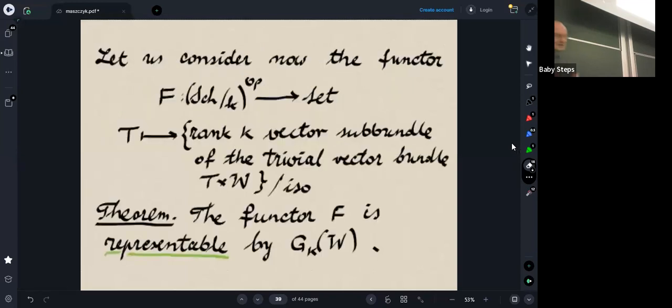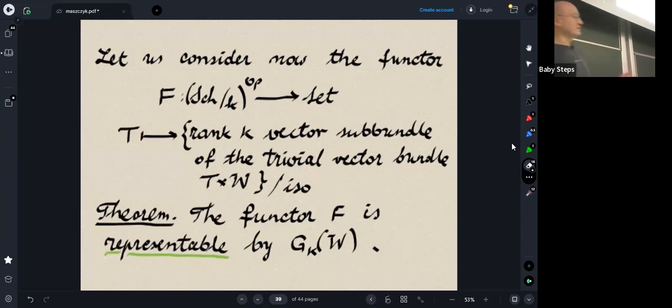For instance, coming back to our example, let us consider now the functor F, the presheaf on the category of schemes over a field K to the category of sets, which associates with every base scheme T the set of isoclasses of rank k vector subbundles of the trivial vector bundle of the form the base with the Cartesian product with the vector space W. And then we have a theorem: the functor F is representable by this Grassmannian. Okay, so this is your example.